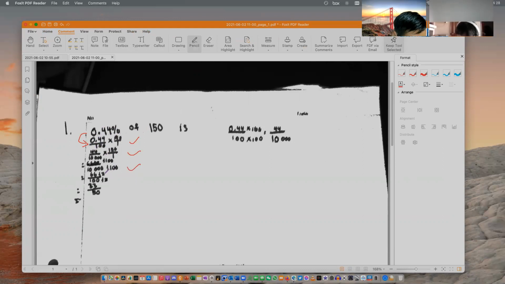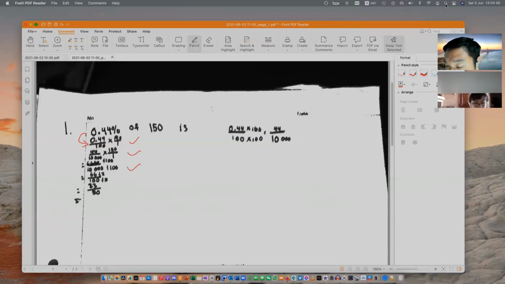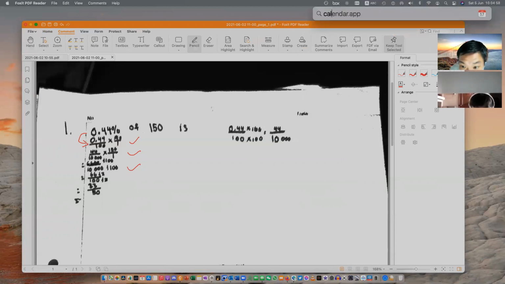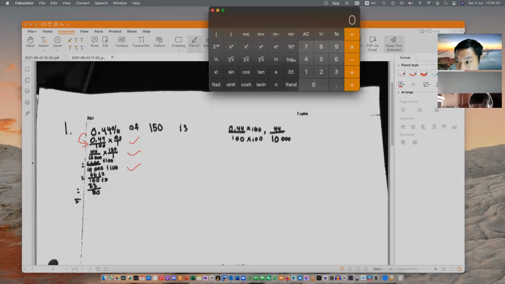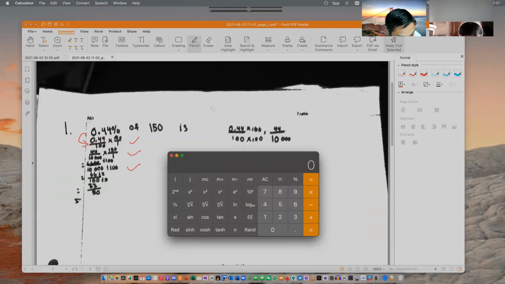Okay. Then you times them together. So your 44 is, let me get my calculator out. Can you see my calculator? So I should take 44 times the 150. Okay, 6600. Then divide by 2, then divide by 2. Okay, good.